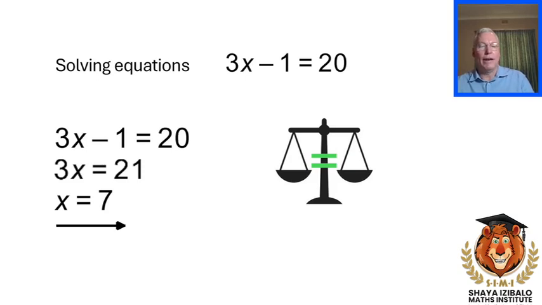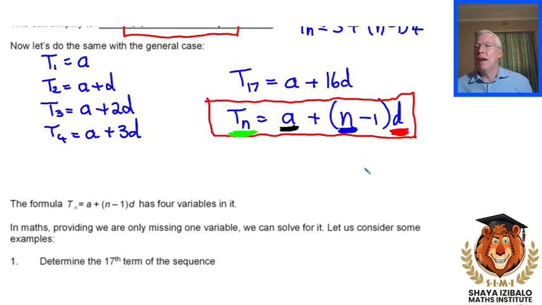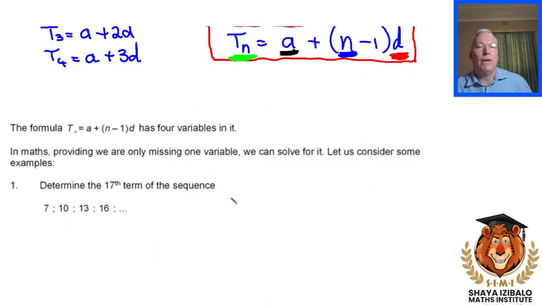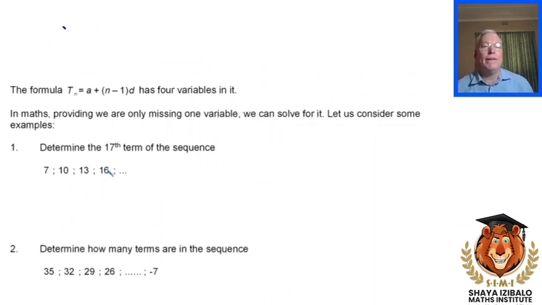Now we're going to go back here and look at using our formula. Determine the 17th term of this sequence. Now remember the formula: Tn equals a plus n minus 1 lots of d, so let's write it down. What they're asking us for here is T17. So we must know all the other variables.